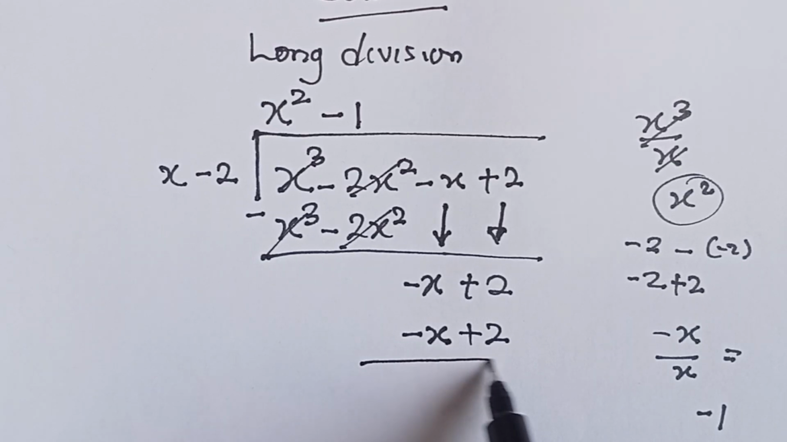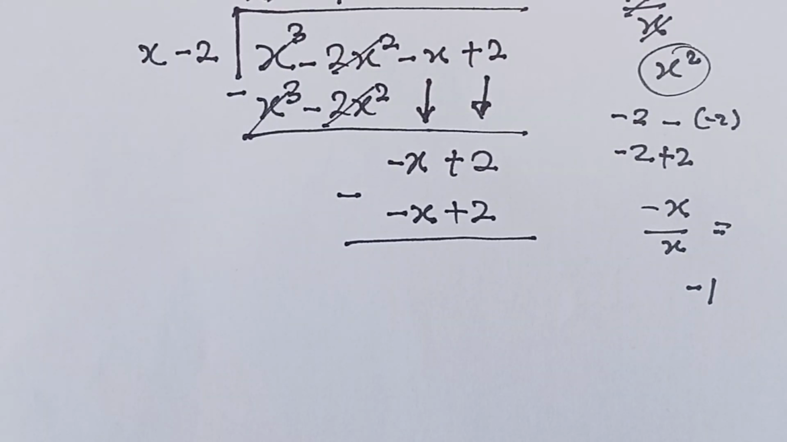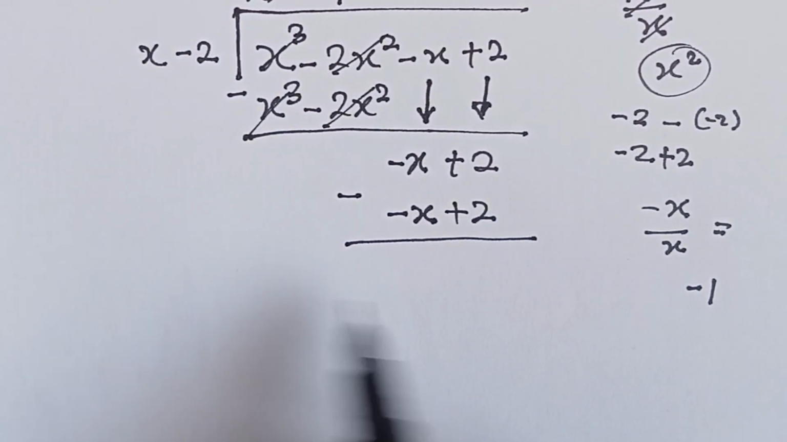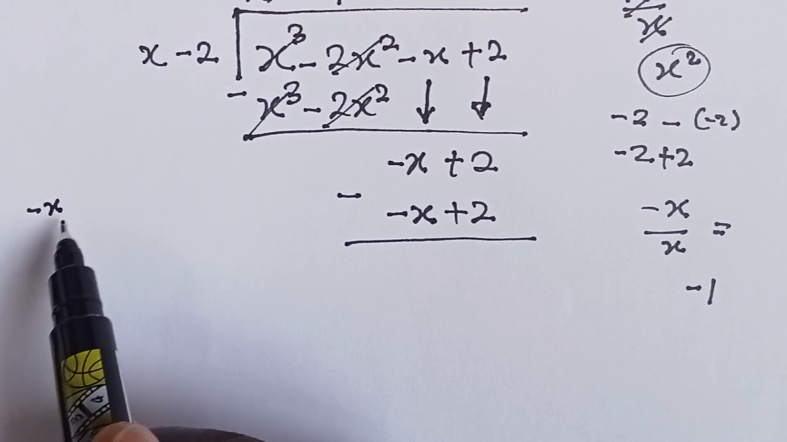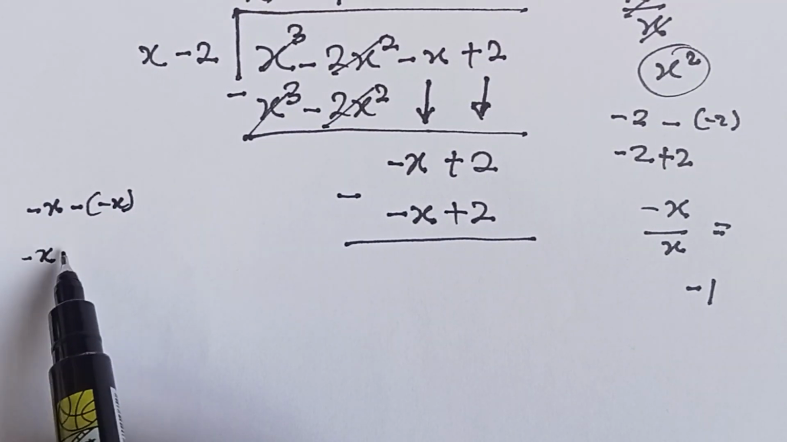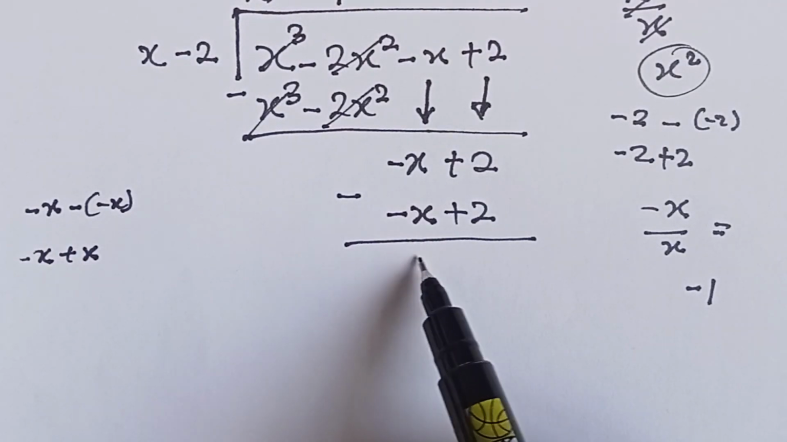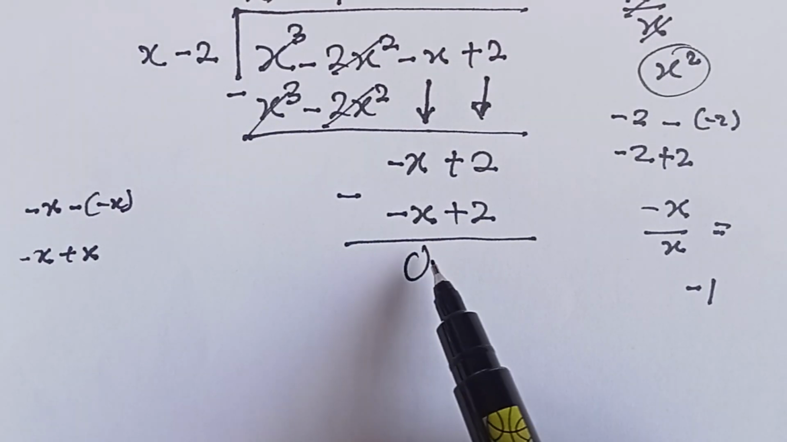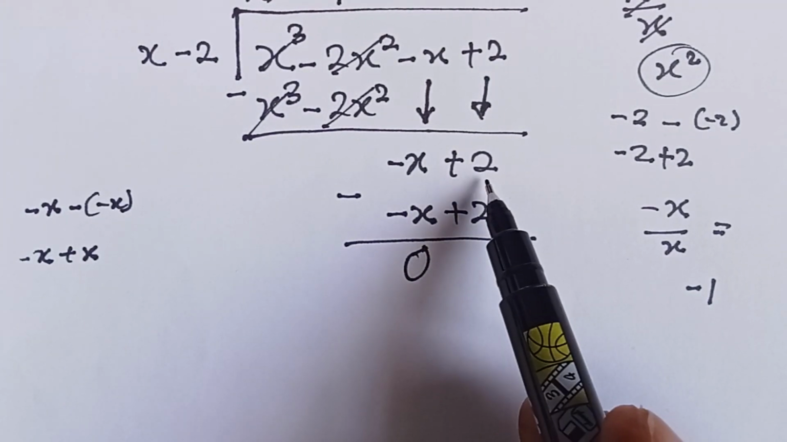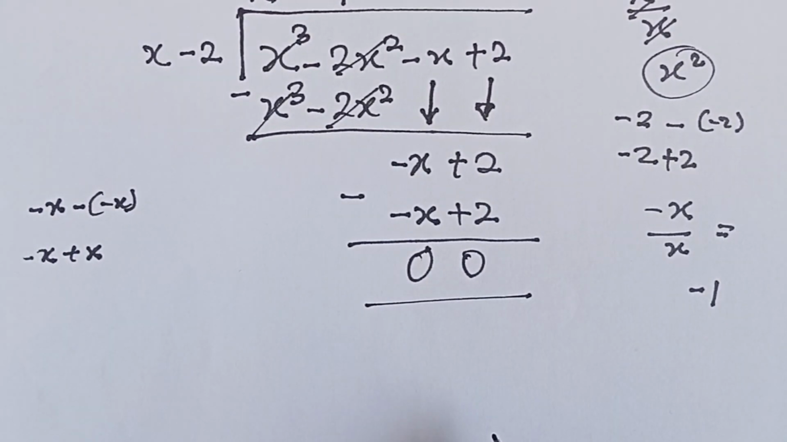And what do we do again? We subtract. So let's see how we subtract this. We have -x - (-x), so this will become plus: -x + x, and -x + x is 0. So that means this gives us 0. And there also +2 - (+2), so this is just 2 - 2, and that also gives us 0. So we don't have any remainder.